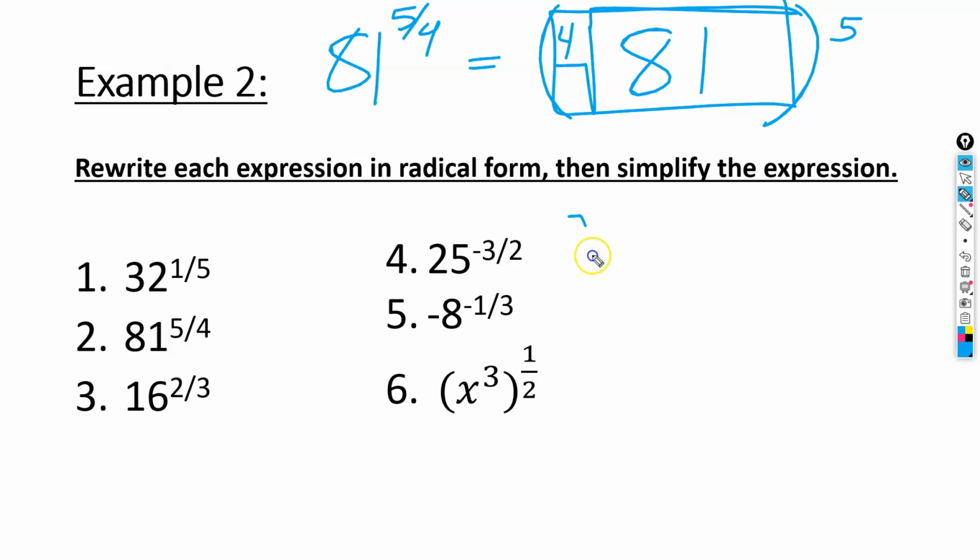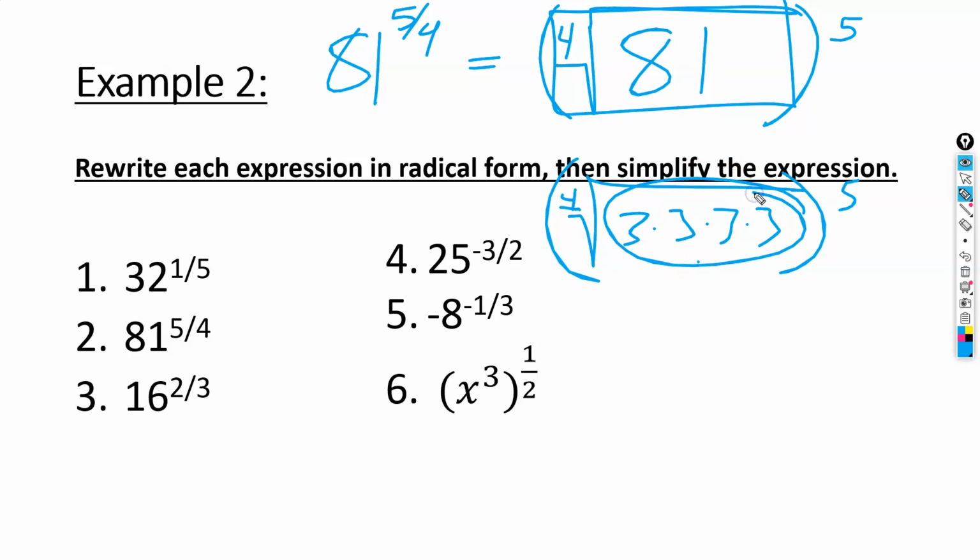So now, the next thing we need to do is simplify this, the 4th root of 81. We're going to break that down. And it turns out that if you broke down 81 correctly, you would find that it's 3 times 3 times 3 times 3. Since we're looking for groups of 4 numbers that are identical, we have that. So I could take a 3 out, drop the group, and now I'm left with 3 to the 5th power.